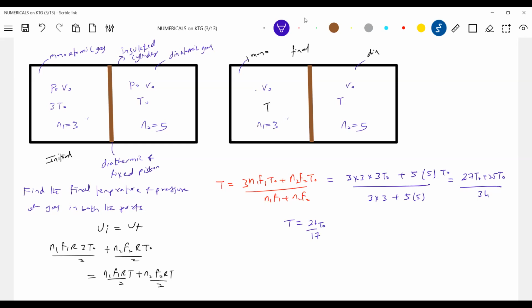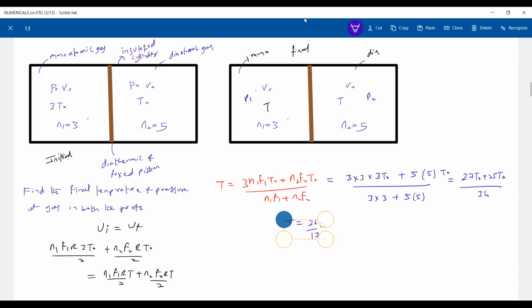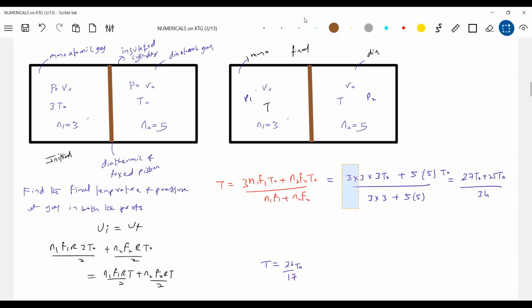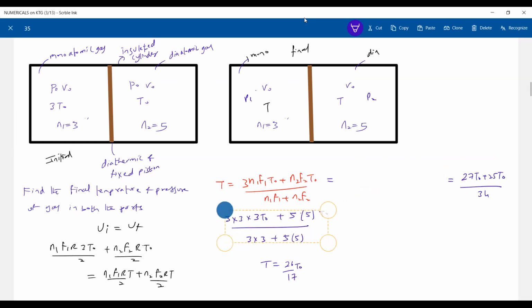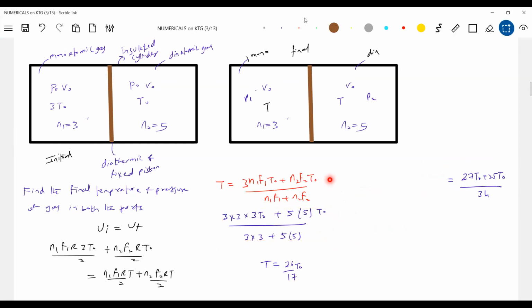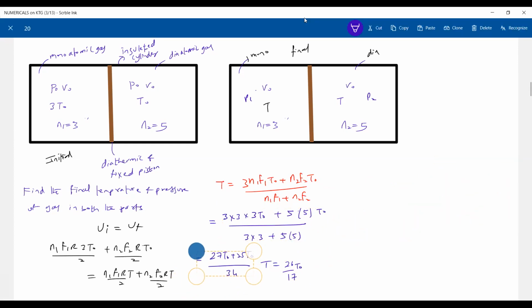How to calculate the pressure in each part, P1 and P2? Can we calculate? The number of moles in a given chamber will remain constant. The amount of gas in each part will remain as it is. Let me use this space for this calculation.